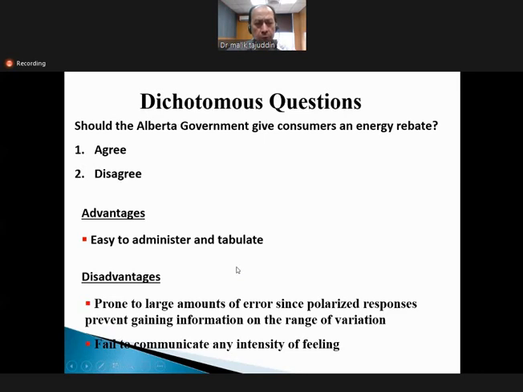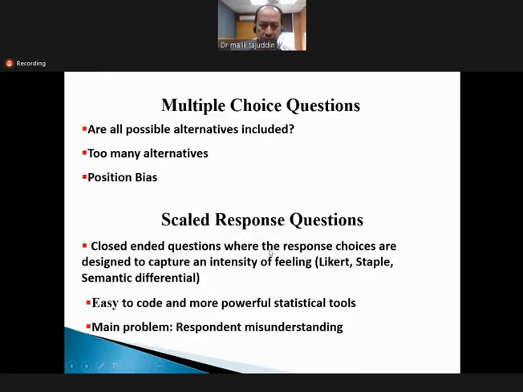they are prone to a large amount of errors, and polarized responses prevent gaining information on the range of variations, such as the value of a rebate, and then fail to communicate any intensity of feeling, as I mentioned before. Then there are the multiple-choice questions. All possible alternatives are included. There may be 4 or 5 responses that you may include in it, and you try to include the most possible responses there. There are too many alternatives, and position bias is there as well.